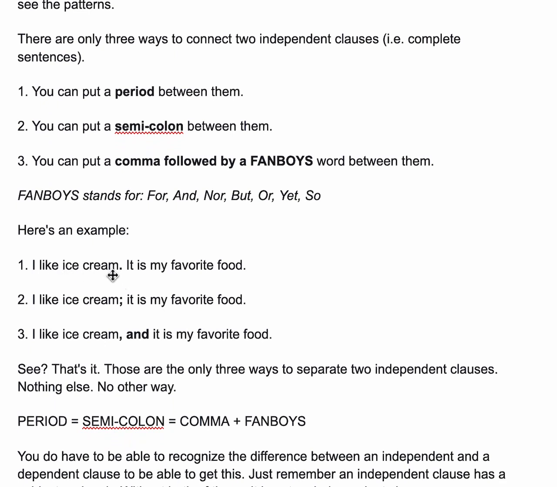I like ice cream, period. It is my favorite food, period. 2 independent clauses. I like ice cream, semicolon. It is my favorite food, period. 2 independent clauses, and now it's separated by a semicolon instead of a period.